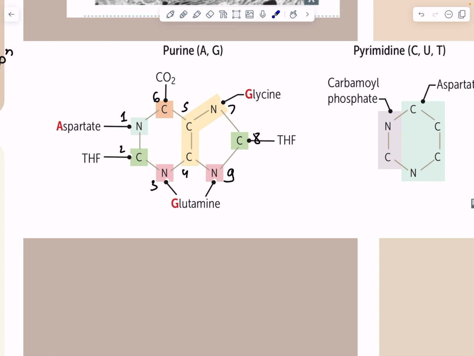Now we will see its origin, like which carbon comes from which structure, which nitrogen comes from which structure. Since nitrogen is present, we are memorizing it. Just for memorization purposes, you can see two nitrogens on top, and two nitrogens at the bottom. The nitrogen in the first position is given by aspartate, and these 3 and 9 are given by glutamine. 3 and 9 are given by glutamine. 4, 5, 7 of the structure, you can make a triangle like this and memorize it.